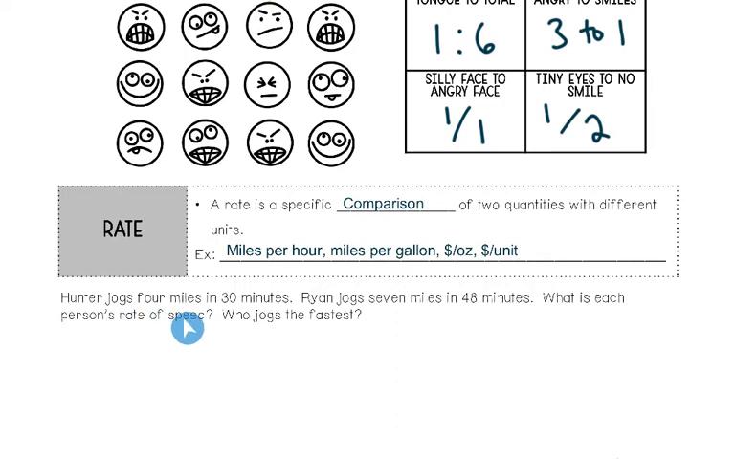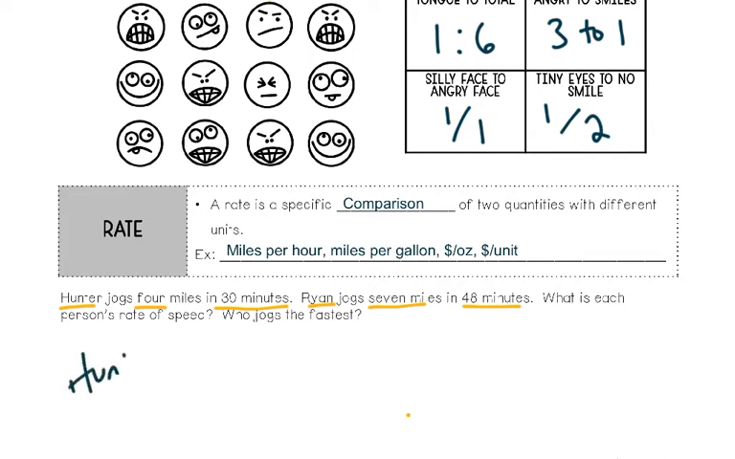Hunter jogs 4 miles in 30 minutes, but Ryan jogs 7 miles in 48 minutes. What is each person's speed? Who jogs faster? They ran a different amount of miles in a different amount of time, but because we know about rate now, we can compare these two runners.